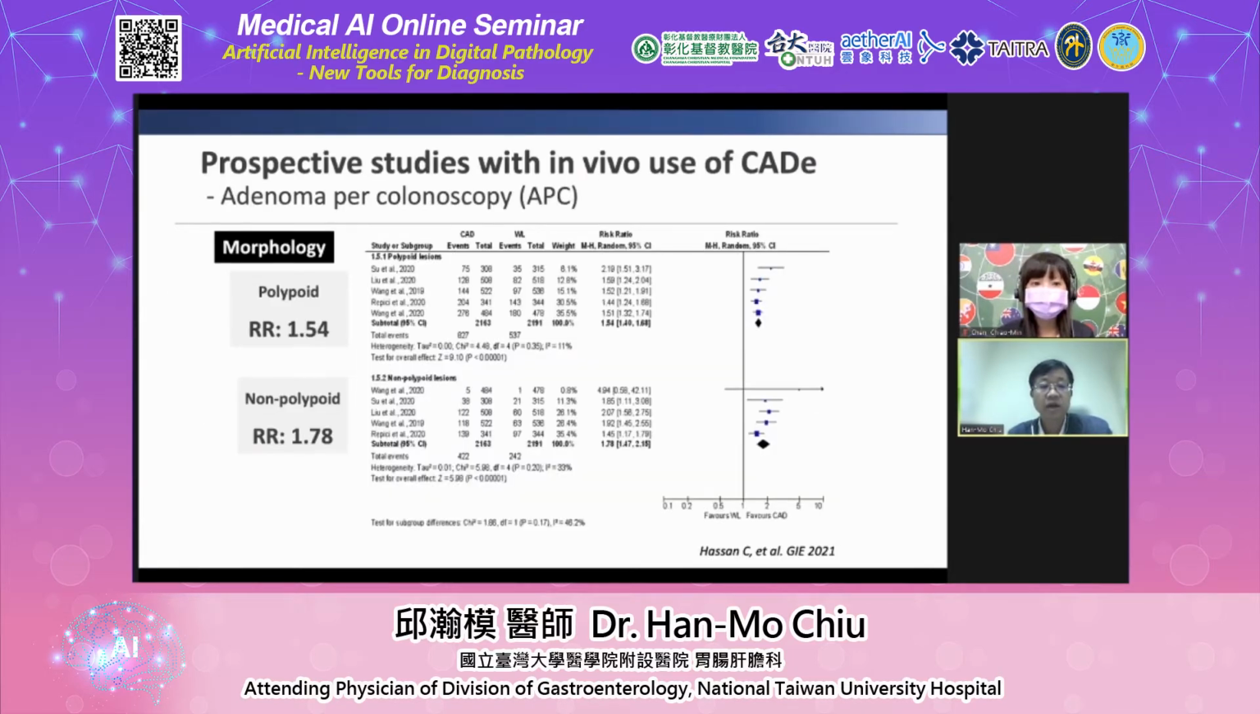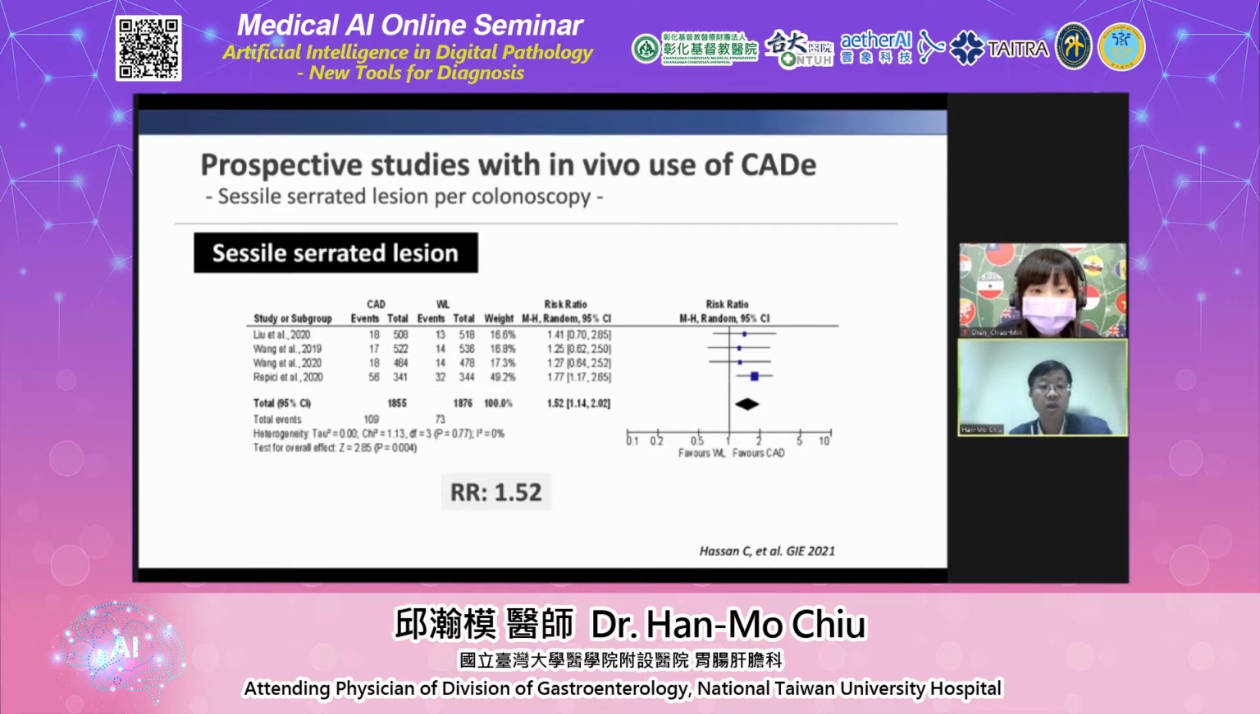In another meta-analysis published in GI Endoscopy, it was revealed that the detection of both polypoid and non-polypoid adenoma was increased by using AI-assisted colonoscopy. It is well known that non-polypoid lesions carry a higher risk of advanced histology, but are more likely to be overlooked due to their subtle morphology, and were speculated to be more responsible for post-colonoscopy colorectal cancer.